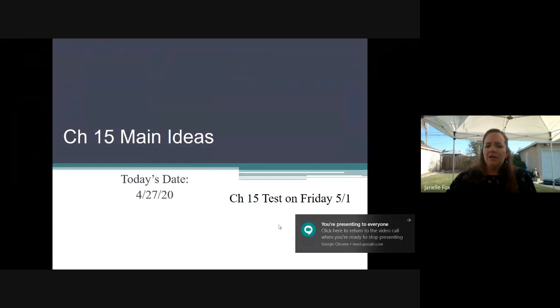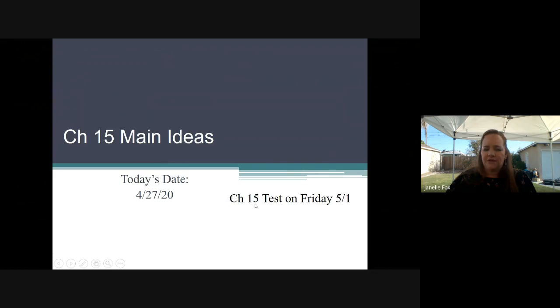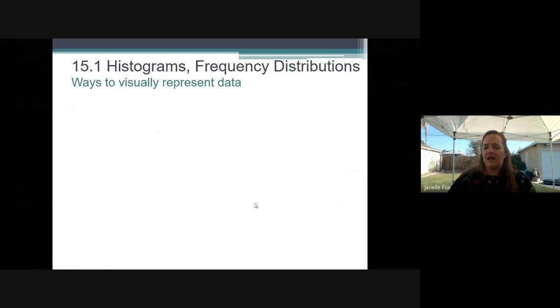Okay, these are our Chapter 15 main ideas. Today is April 27th, and your Chapter 15 test is going to be this Friday, May 1st. We're just going to go one section at a time and do some big broad strokes of certain details. Section 1 was about how to represent data with histograms, frequency distributions, etc.